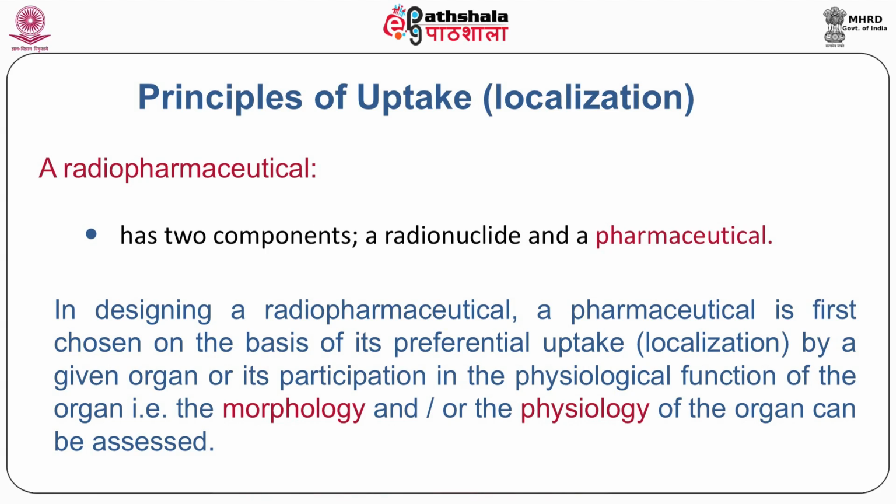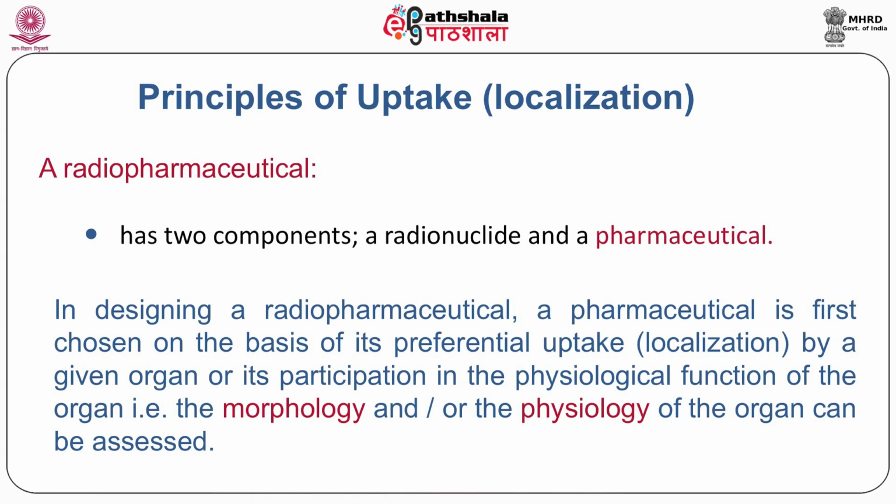Maybe technetium-99m, which is the workhorse for conventional nuclear medicine. And when we talk about PET CTs, the workhorse is fluorine-18. It means these two radioisotopes are very important. So what I am again saying is, first you have to take care of the pharmaceutical, which is going to be used for localization purposes, and then finally the morphology, and the physiology of the organ can be assessed.